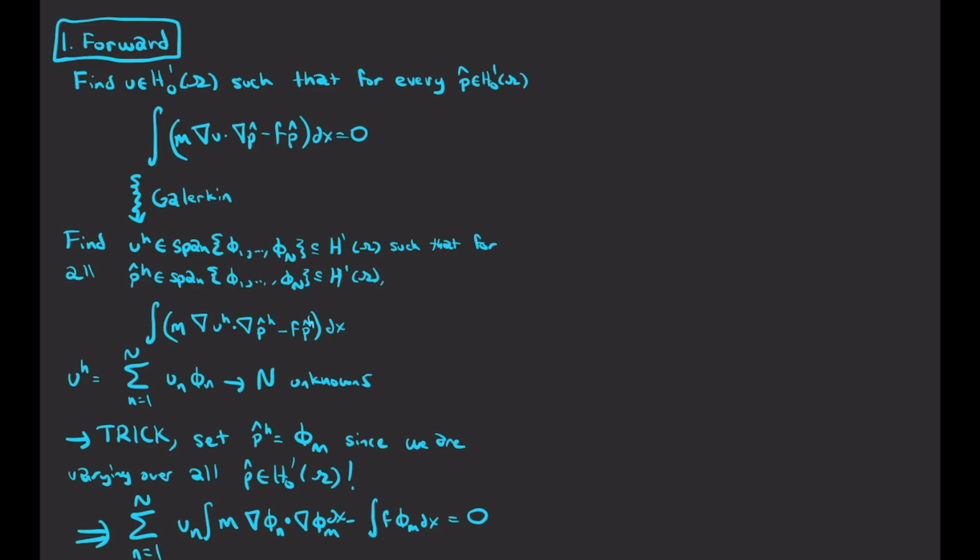So there are 6 steps that we're going to follow. We're going to start with the forward solve. And this is what our weak form looks like for our diffusivity problem. And again, this is a Galerkin method.